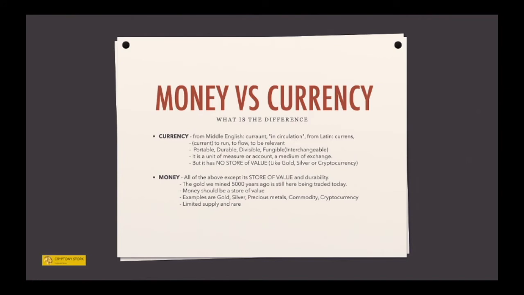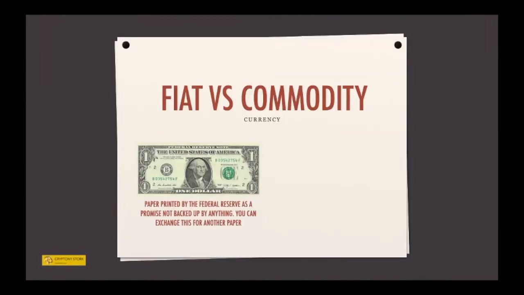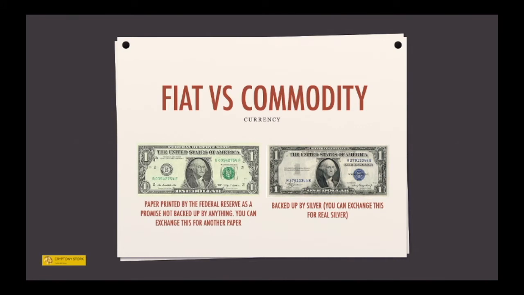Why is it important for you to know this? Fiat versus commodity. What you're trading, the currency or the stocks, are run by this. Fiat is any currency, okay, that is being printed today. That is just the simple meaning of fiat. Compared to commodity money, which has real value, like the old dollar bill.